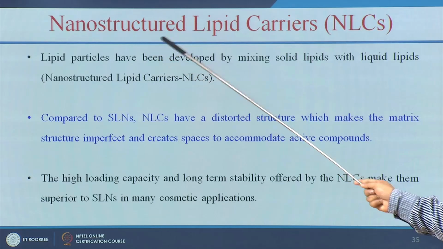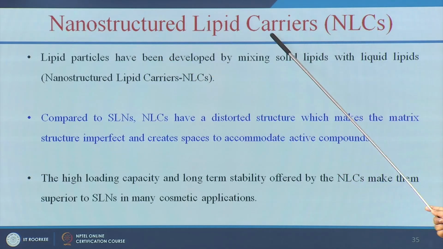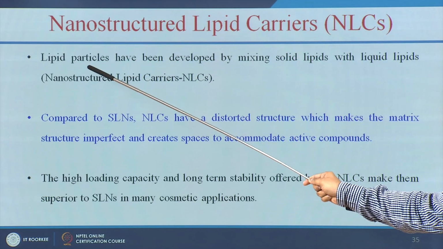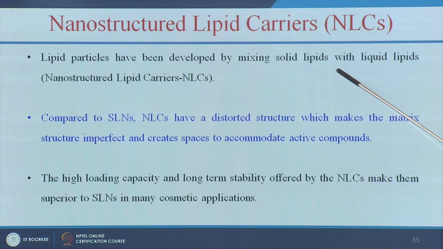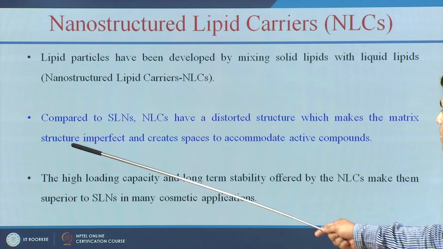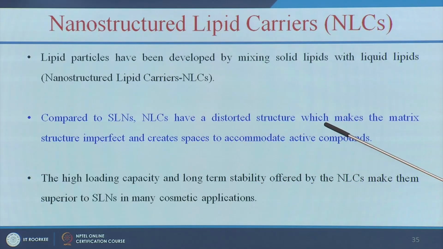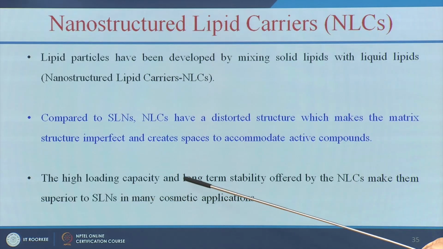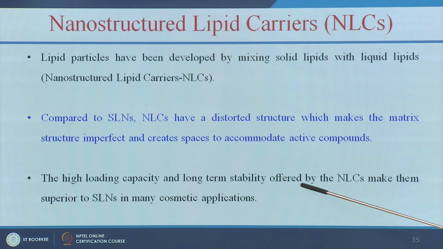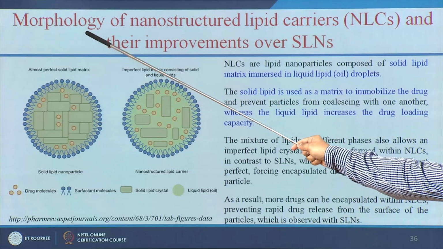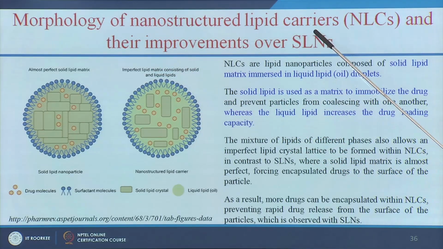So, let us see what nanostructured lipid carriers are. This is also similar to solid lipid nanoparticles, but here the lipid particles have been developed by mixing solid lipids with liquid lipids. When compared to SLN, NLC have a disordered structure, which makes the matrix structure imperfect and creates spaces to accommodate the active compound. So, here we can have a high loading capacity and also long term stability when compared to SLN.